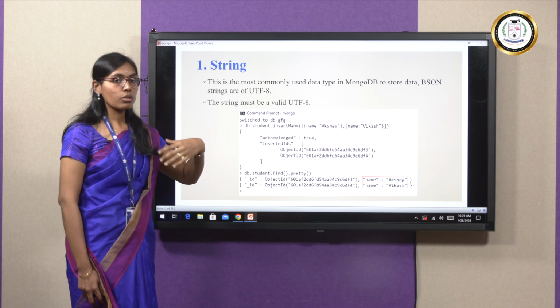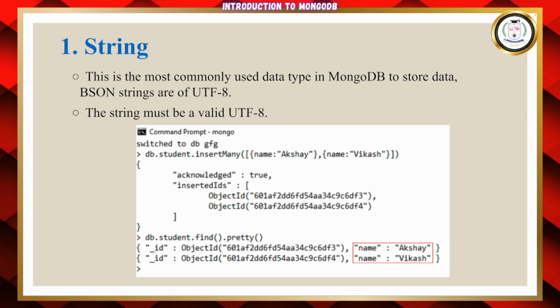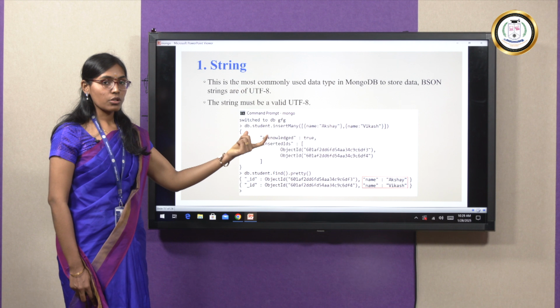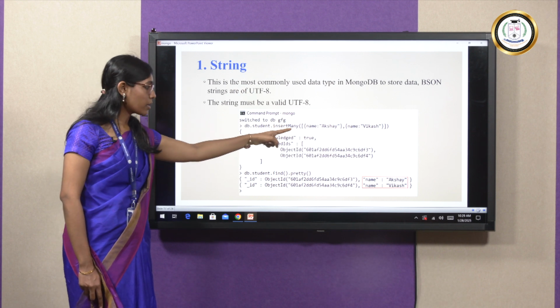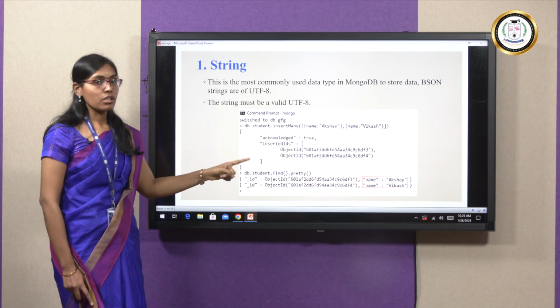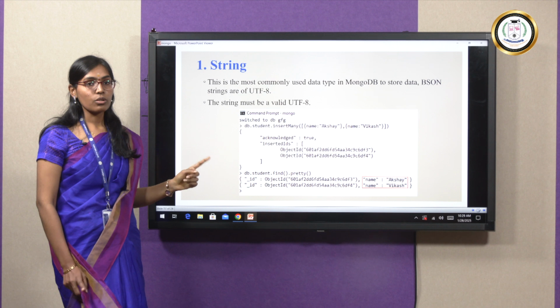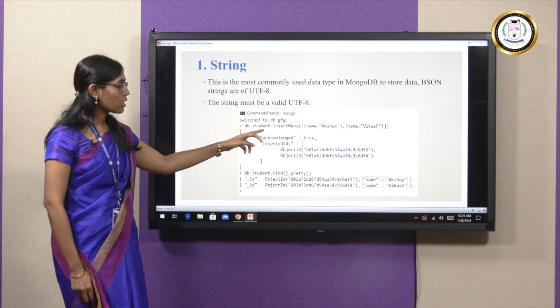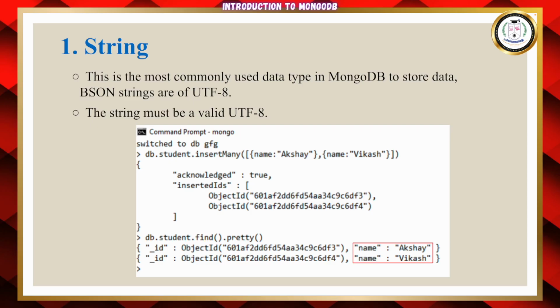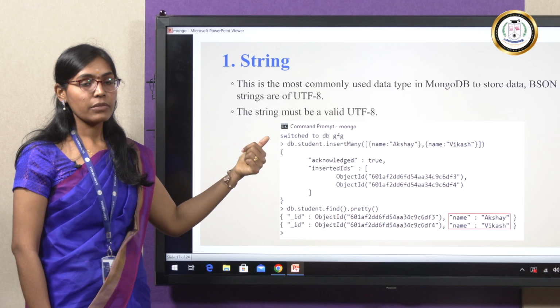Now db.student.insertMany. We are going to insert multiple documents. Suppose there are two documents: each document is enclosed by curly braces, the entire collection of documents is enclosed by square brackets, and the overall insertMany function closes with normal brackets. Here the name is going to be Akshay as well as Vikas. These two are strings. So this is one kind of data type that is available.